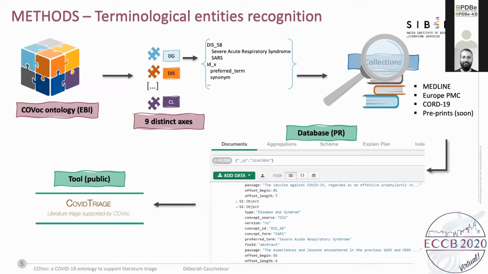Here, as you can see, in this paper, you have an example of annotations, one object for one annotation. In that case, the concept form is source, it's the matched term. And finally, this database is imported in a search engine to return ranked documents as a response to a query sent by a user through COVID-triage, our public tool.